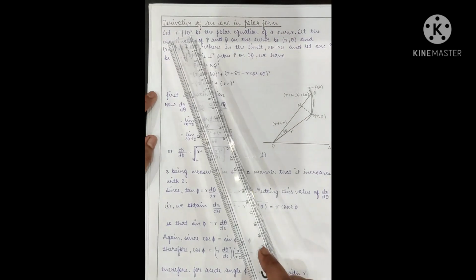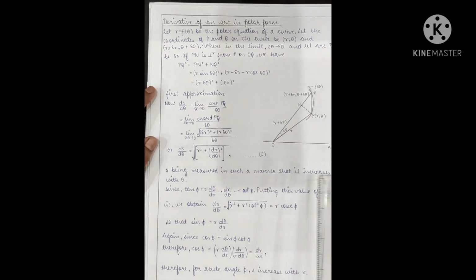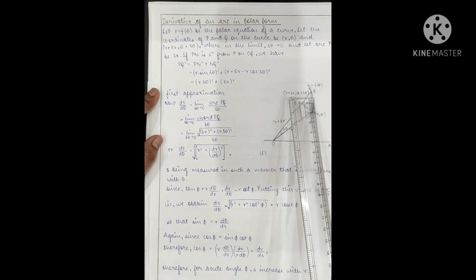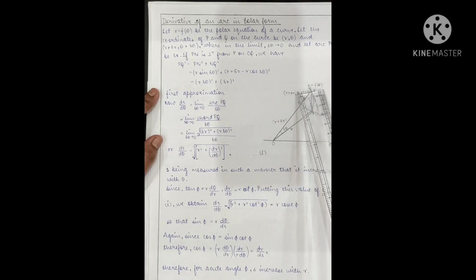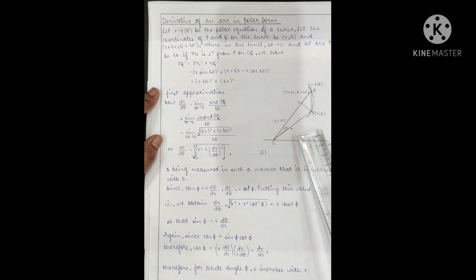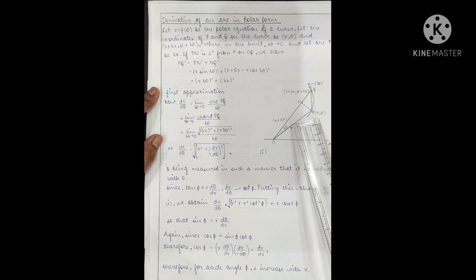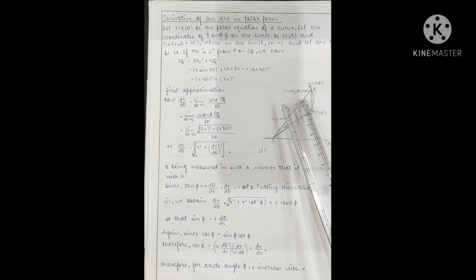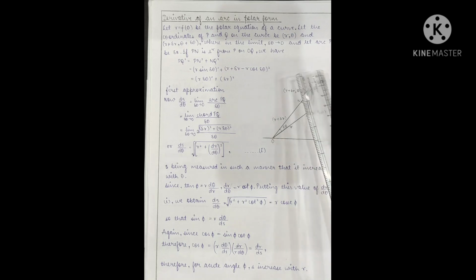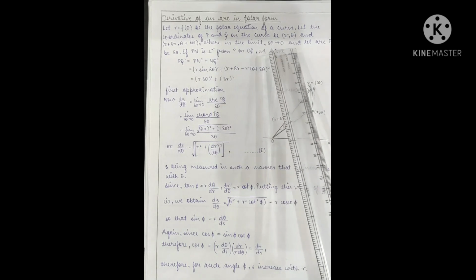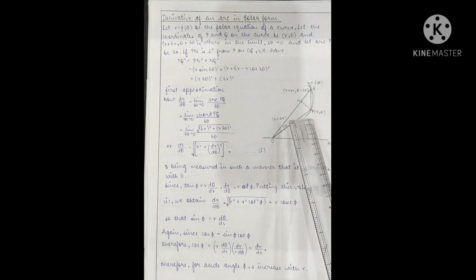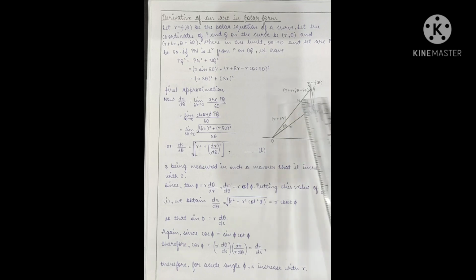Now how to calculate the derivative of an arc in polar form. For that we consider a polar equation of the curve. This is the curve whose polar equation is r is equal to f of theta, and let P and Q be points on the curve, where P's coordinates are (r, theta) and Q's are (r plus del r, theta plus del theta), where in the limit del theta tends to 0. We have also considered the arc PQ to be del s.